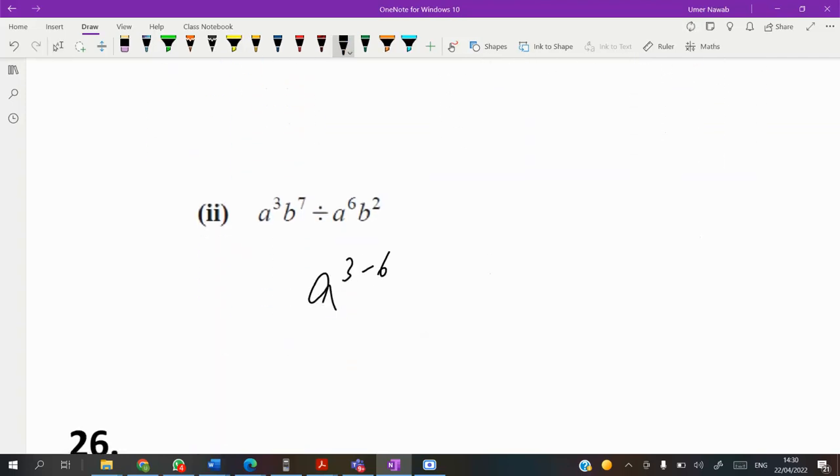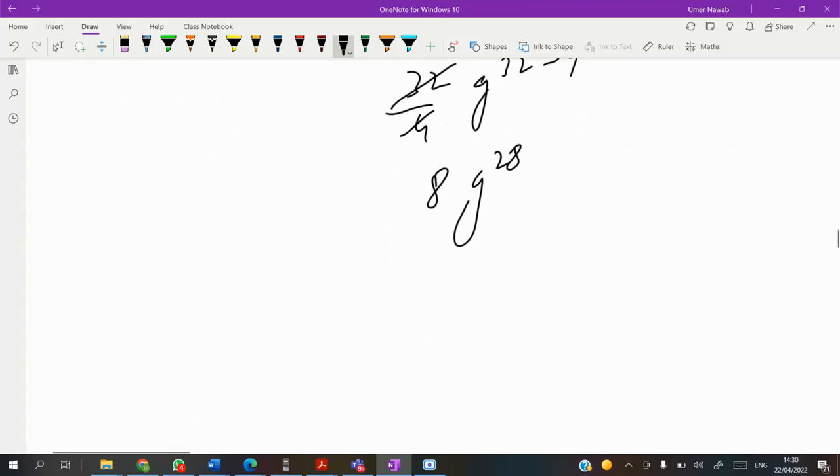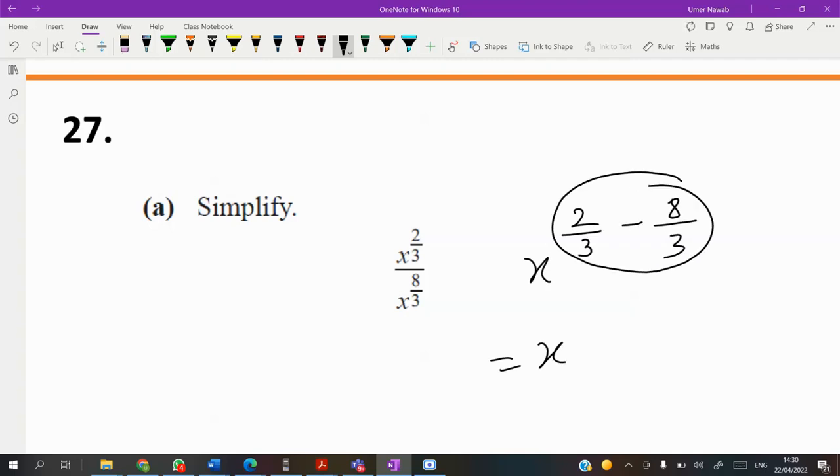a cubed minus 6, b to the power 7 minus 2, a minus 3, b to the power 5. 32 divided by 4, 32 minus 4 is 28. x times 2 over 3 minus 8 over 3, you may use the calculator. Minus 6 over 3, which is x is equal to minus 1 over 2.